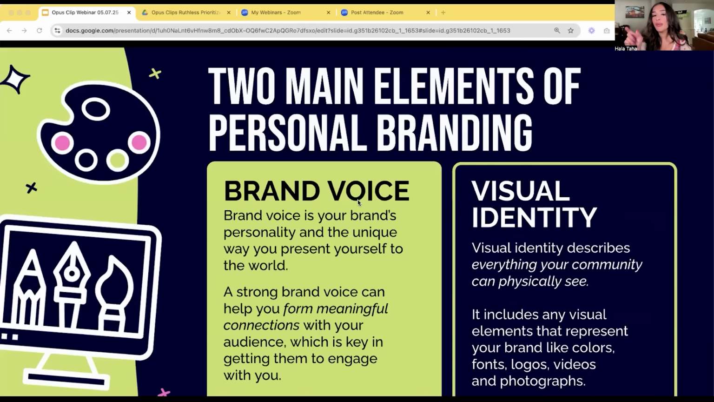So there are two main elements of personal branding: brand voice and visual identity. Brand voice is everything that you say on social media. It's your personality, the unique way that you present yourself to the world. Essentially, this helps you build meaningful connections with your audience, and your brand voice is so important. So we're going to be spending the next 10 or 15 minutes just getting a start on our voice identity, and I'm going to help you unlock the key things that you need to figure out. Voice is super important on social media. This is what gets people to really connect and trust with you, and what gets a community around you.